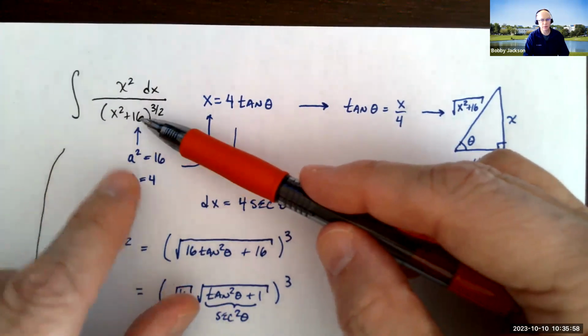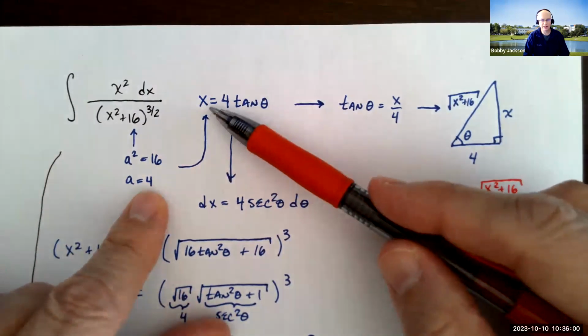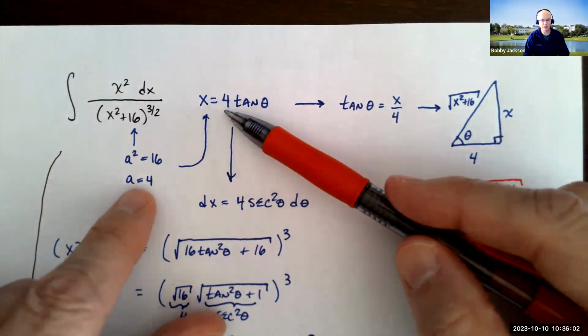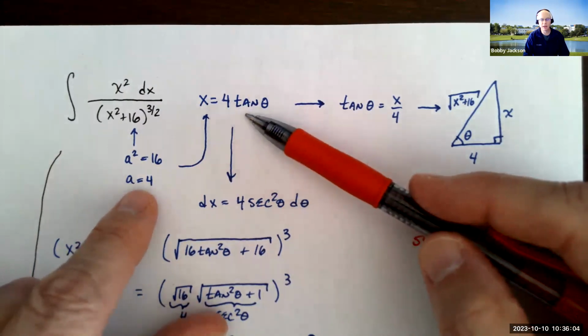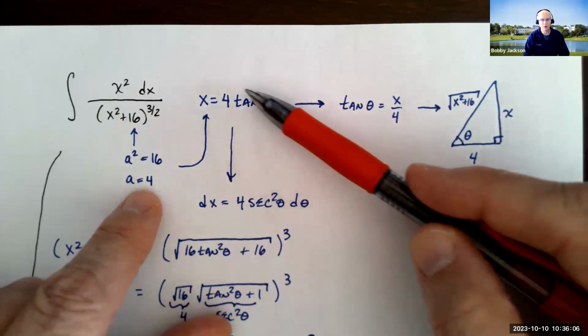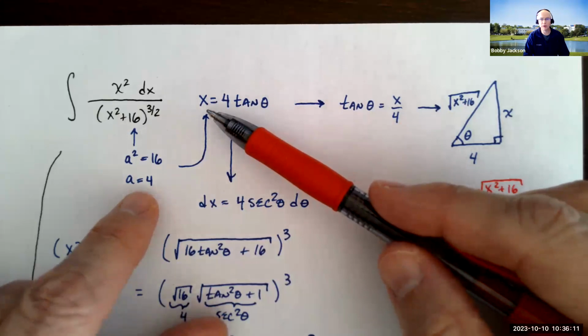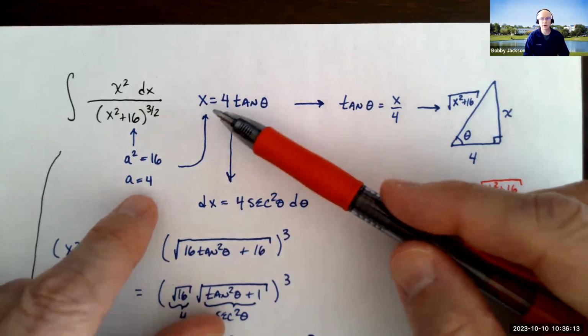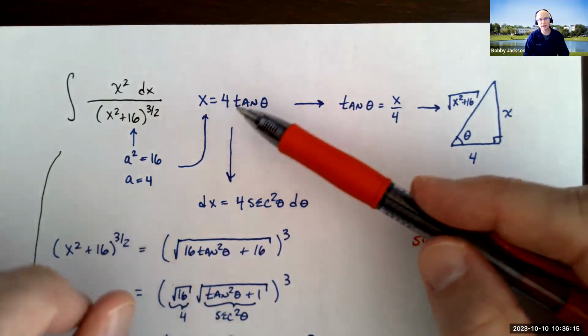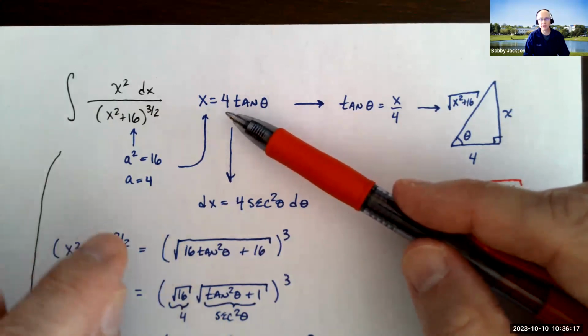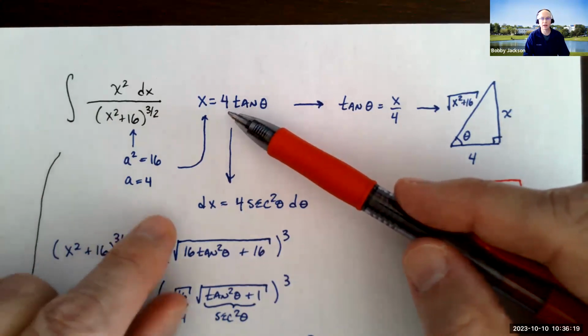And since it's x squared plus a squared, our substitution is x equal a, which in this case is 4, times tangent theta, right? So you need to know which trig substitution to use. We've used x equal a sine theta, x equal a tangent theta, x equal a secant theta. So in this case, we need to use x equal a tangent theta.